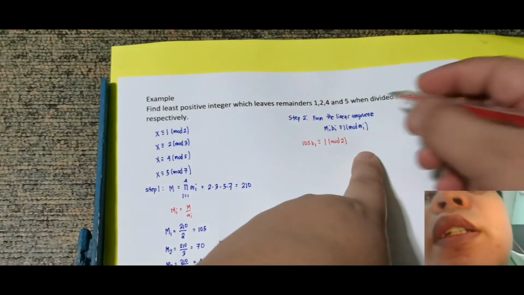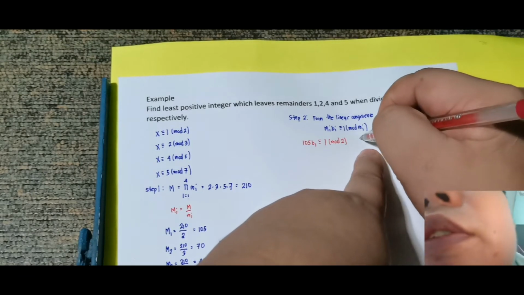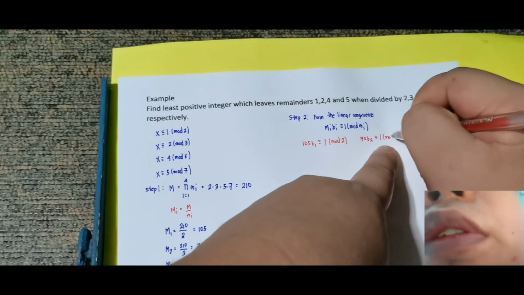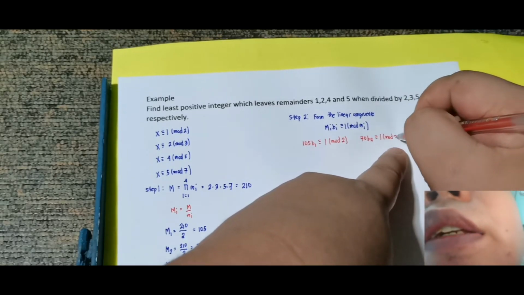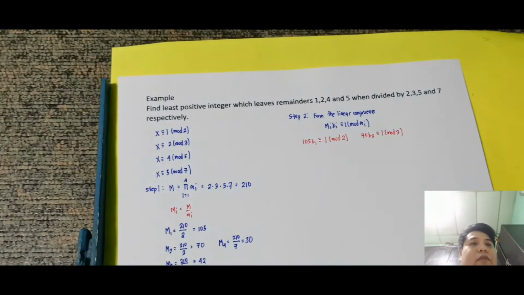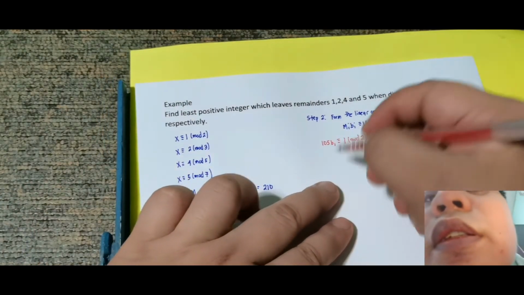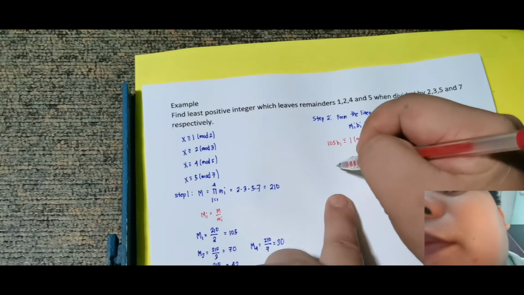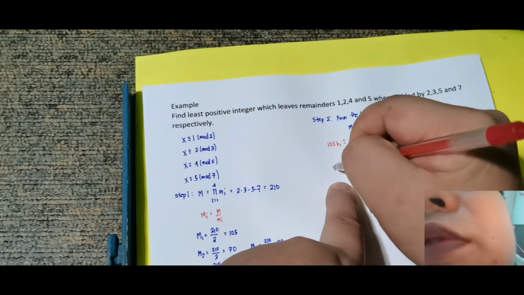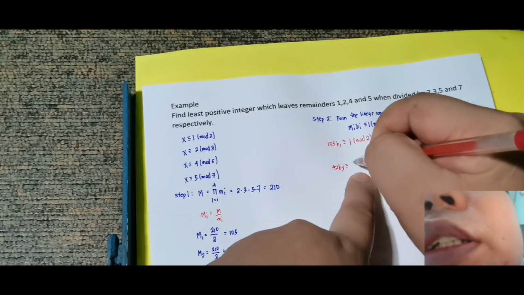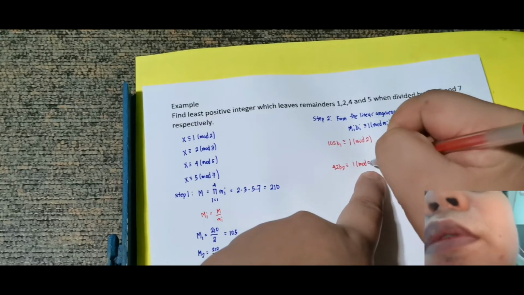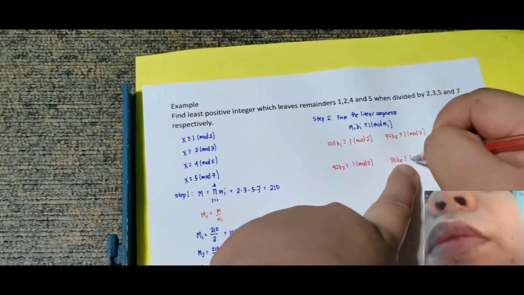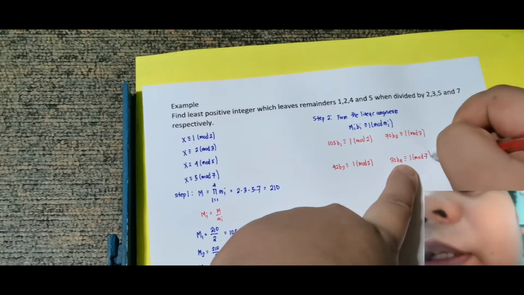Next natin is solve natin sa M sub 2. So, this is 70, no? So, this is 70 b sub 2 congruent to 1 mod m sub 2 na maliit. m sub 2 na maliit is 3. Okay. Next is M sub 3. M sub 3 is 42. 42 b sub 3 congruent to 1 mod 5. Then lastly 30 b sub 4 congruent to 1 mod 7.